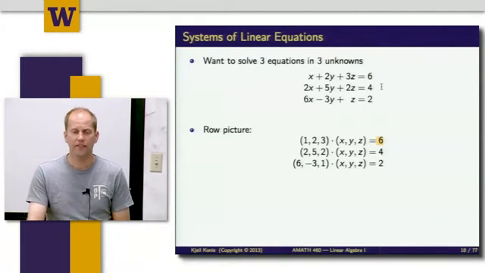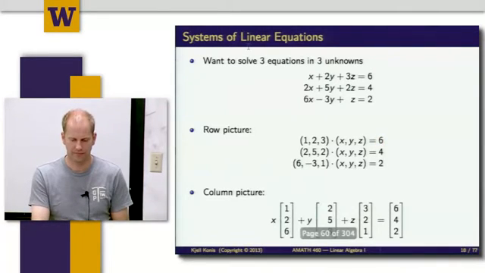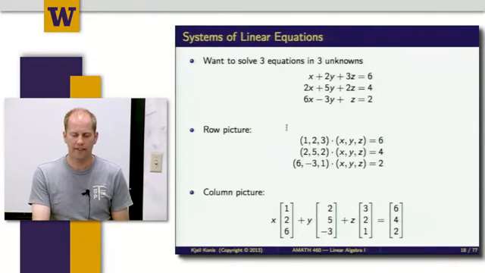And it turns out I can also do this using a column picture. So I can also think of this as x times 1, 2, 6, y as 2, 5, minus 3, and z times 3, 2, 1. These same numbers are the coefficients here. So I can think of this either as dot products that give me the rows, or as a linear combination of the columns of my coefficients.